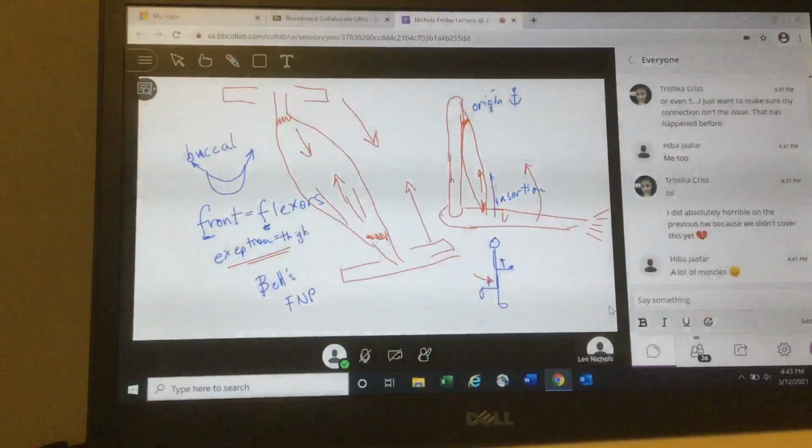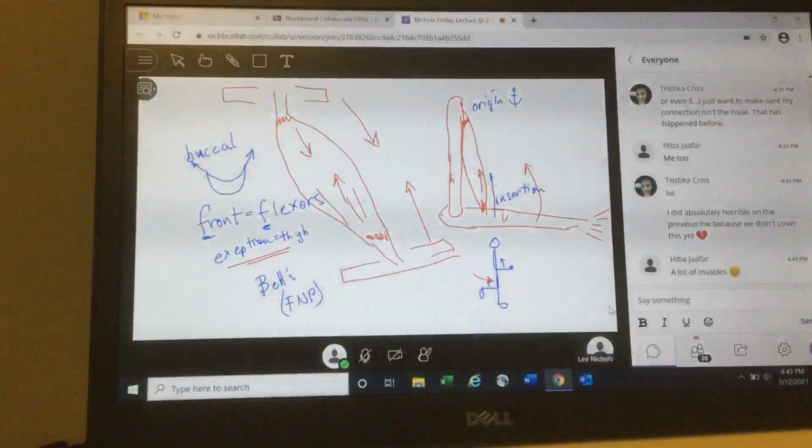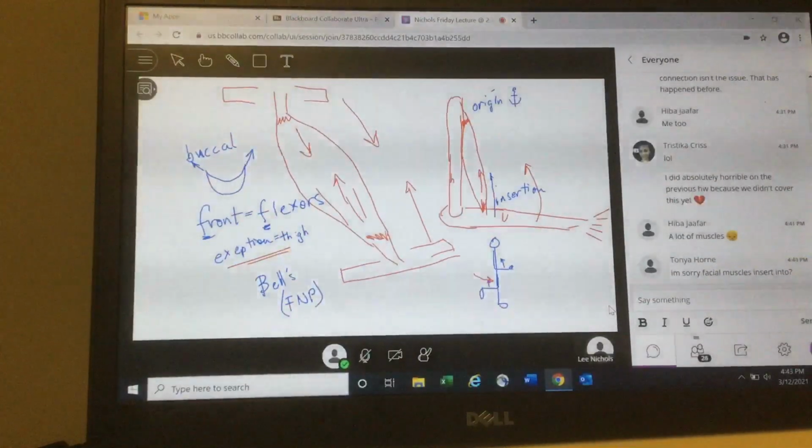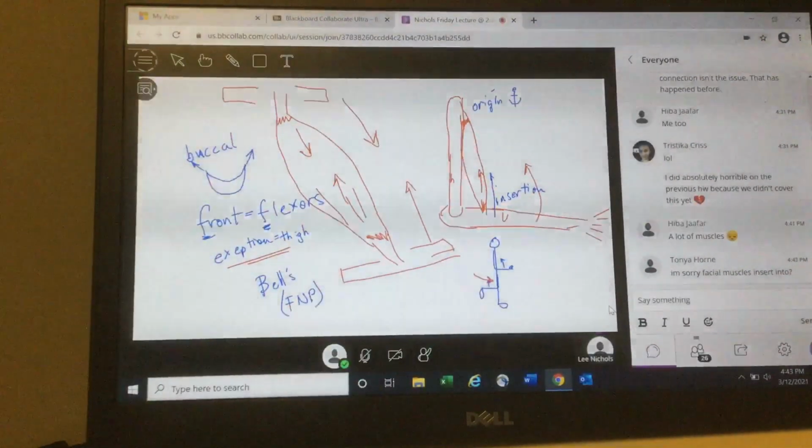So you don't need to memorize this for your test, but if you're going into nursing, you'll need to learn that Bell's palsy is one of many different things. Skin, inserts into skin. They're the only muscles in the body.